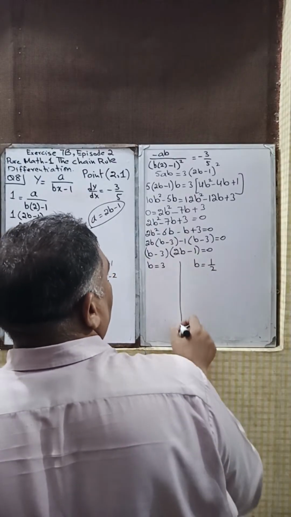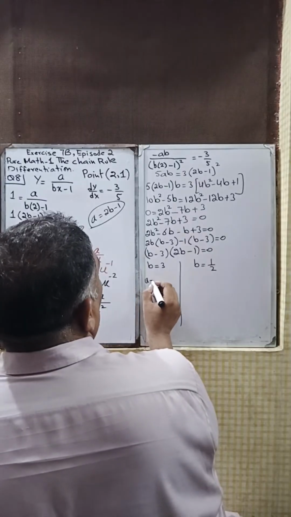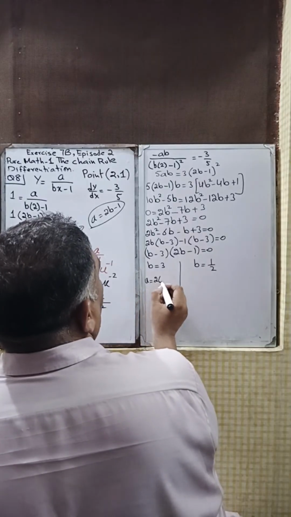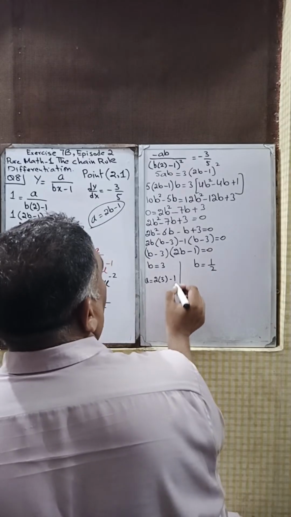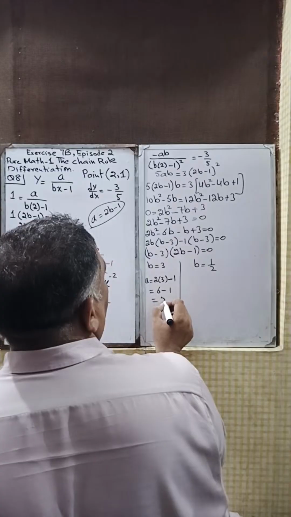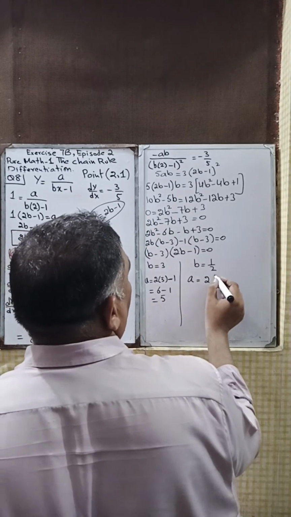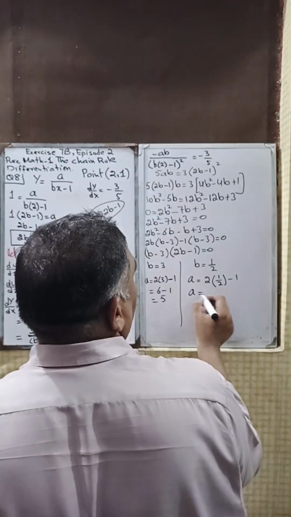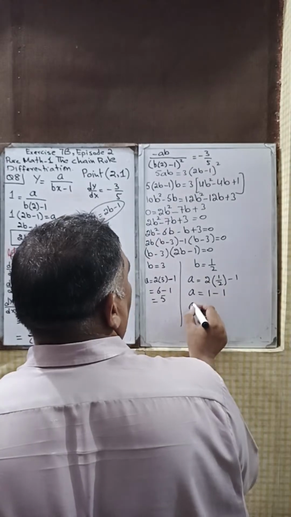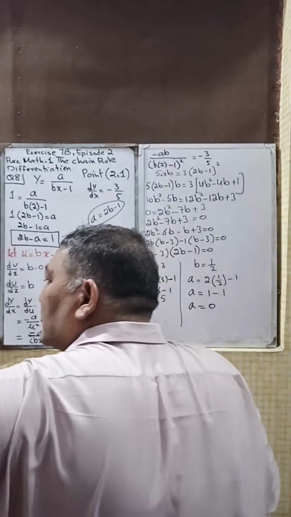Now I can find the value of a. The value of a is 2b minus 1, so 2 into 3 minus 1. This will be 6 minus 1, that is 5. And here the a value will be 2 into 1 by 2 minus 1. So a will be equal to 1 minus 1, a will be 0. So I got two sets of values of a and b.